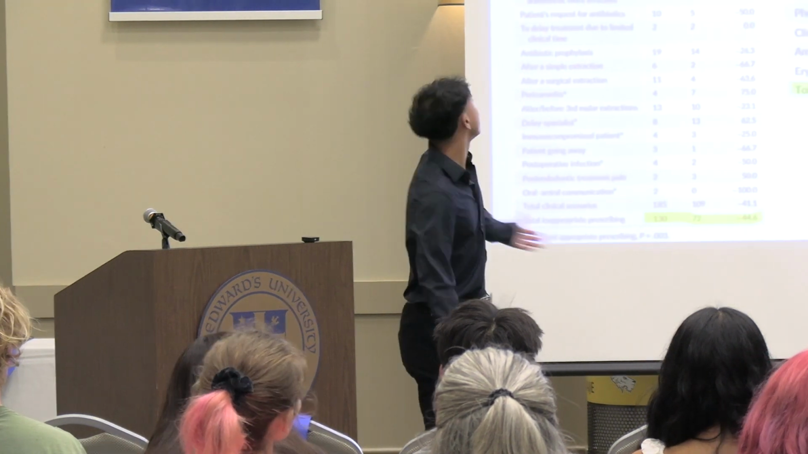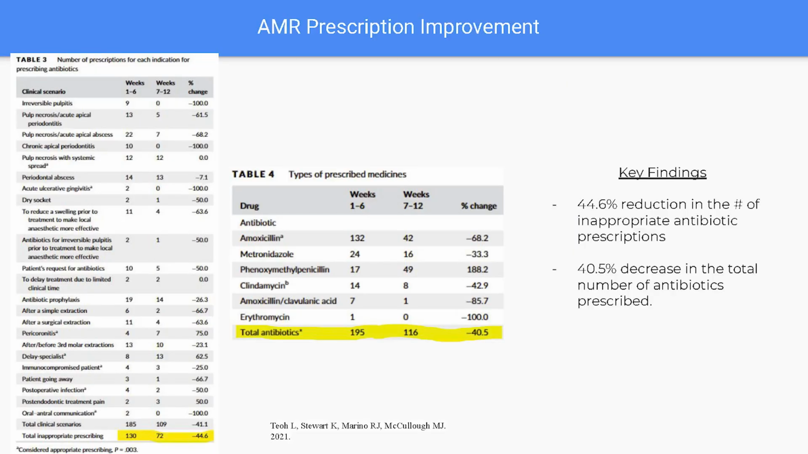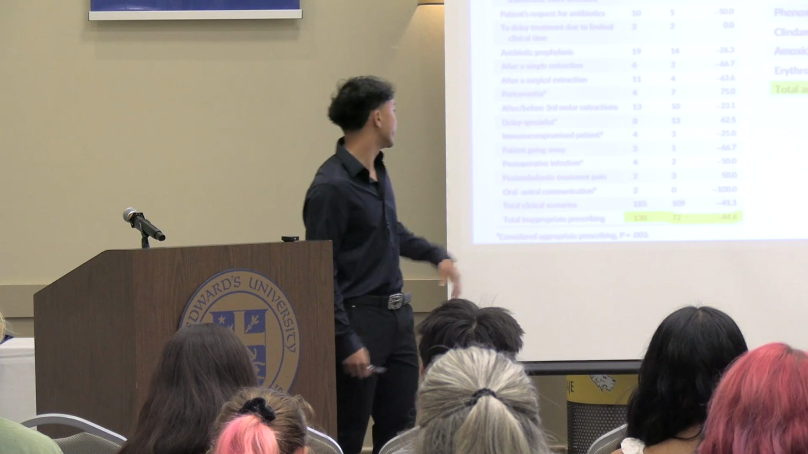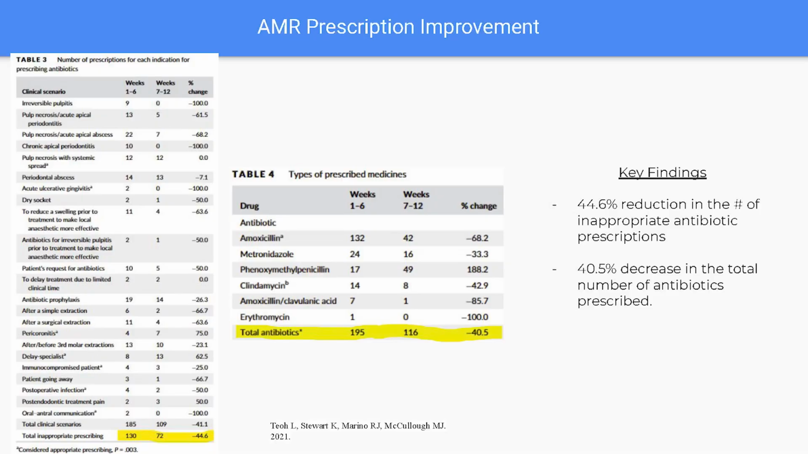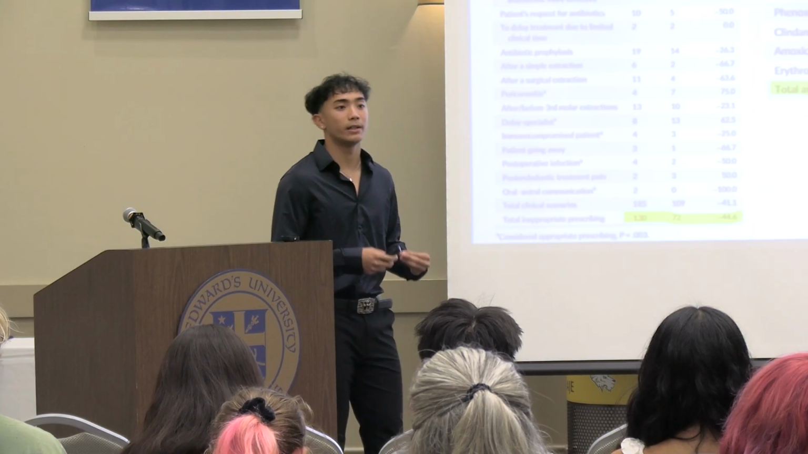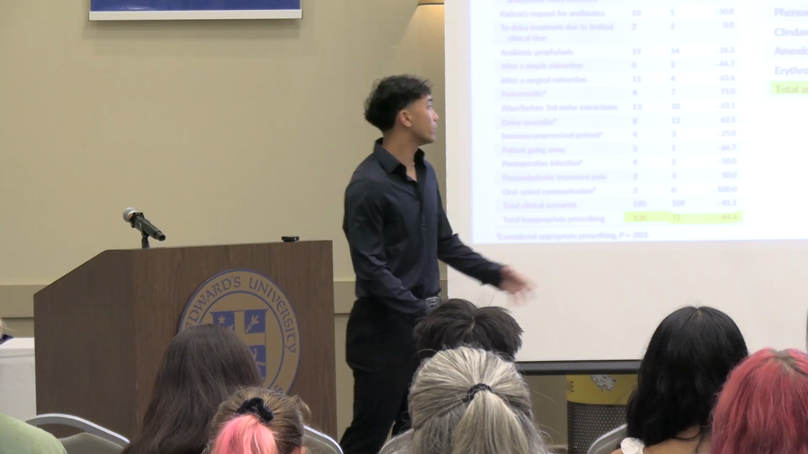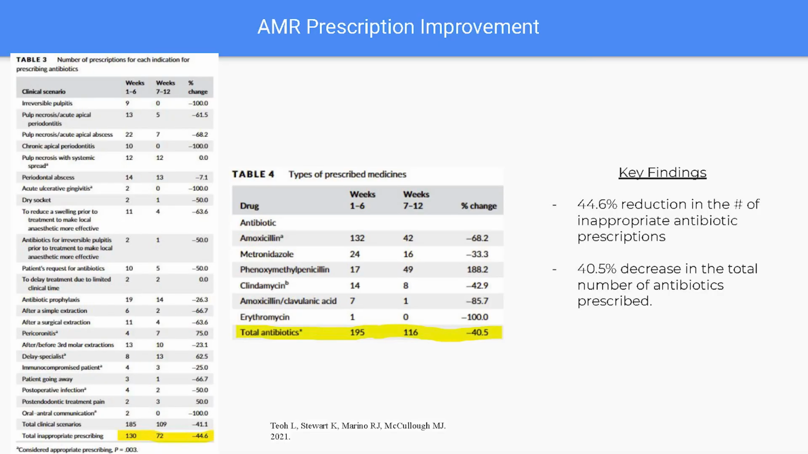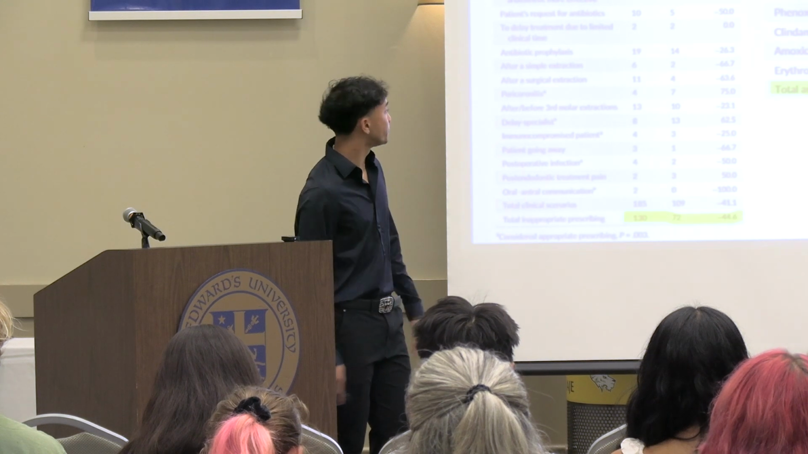And there was. So in this first table, I know it's a lot, but this compares which prescriptions were appropriate. And we saw that before the intervention, there were 130 inappropriate prescriptions. Then after, there were 72, which means there was almost a 45% decrease in inappropriate prescribing, which shows a lot of promise and growth in appropriate prescribing. And what's also important is not just misusing it, but overusing it. So in this next table, we saw how many of the total antibiotics were being prescribed, and that also decreased by almost 40%.